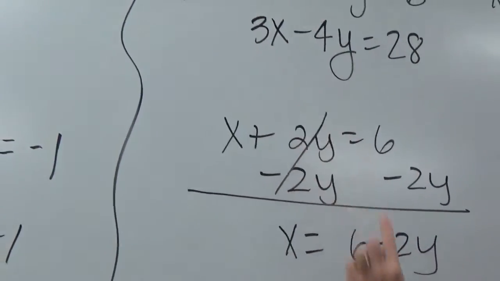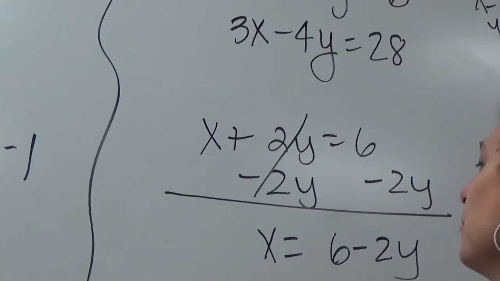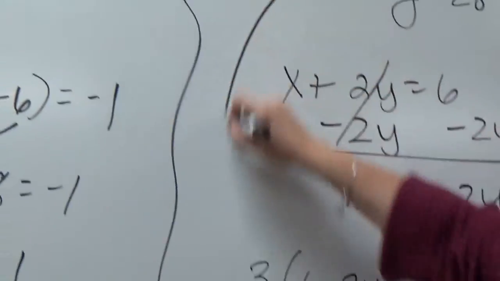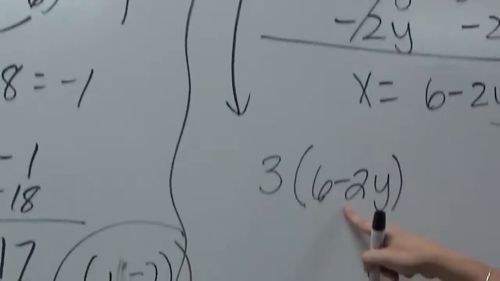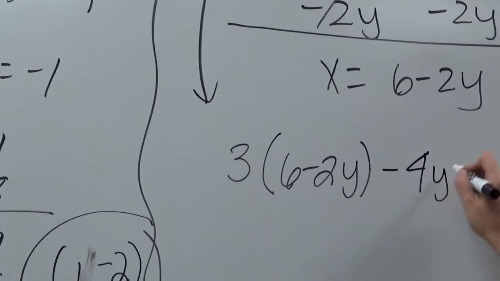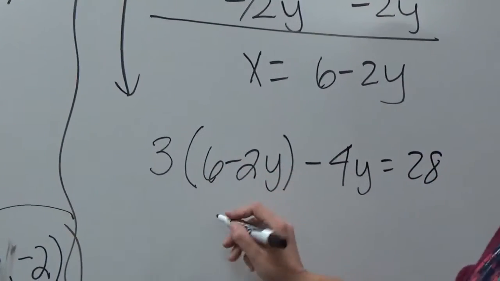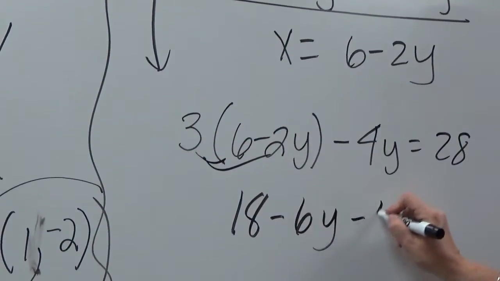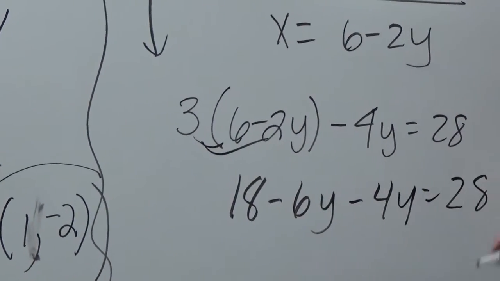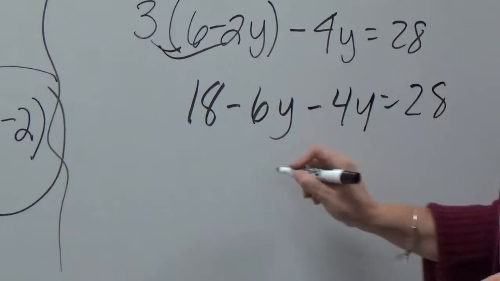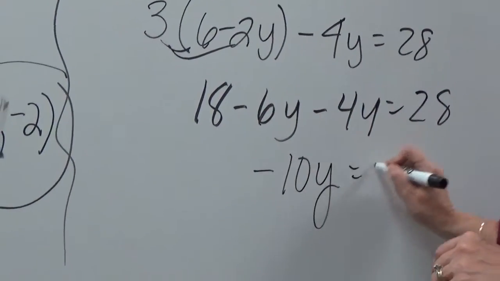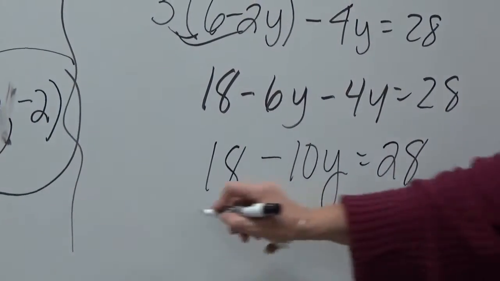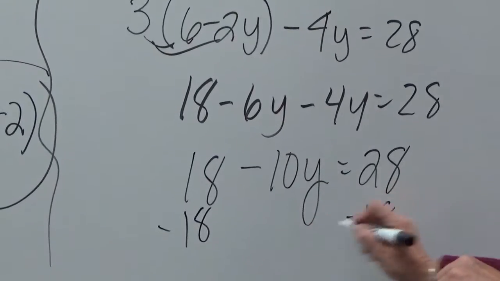I know that my x equals 6 minus 2y, so I'm just going to go 3 times x, which is 6 minus 2y. 3 times my substitution minus 4y equals 28. Again, distribute. 18 minus 6y, don't forget to do it to both. Minus 4y equals 28. Okay, I have two negatives. I add them together, keep the sign and add them. I'm almost done. I'm going to subtract 18 from both sides.